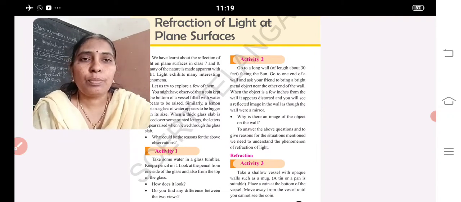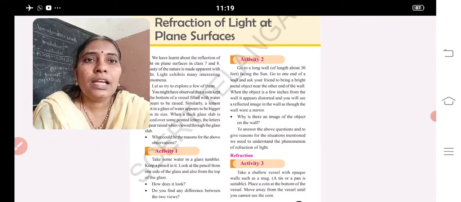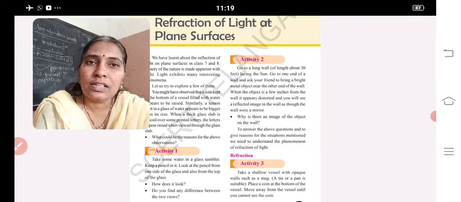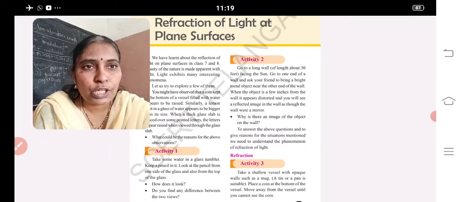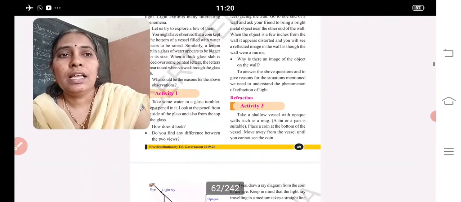Refraction of light at a plane surface. What is refraction? Bending of a light ray when it enters from one medium to another medium. Why does it bend? Due to change in velocity. Due to a change in velocity, when a light ray enters from one medium to another medium, it slightly bends its path. That phenomenon is known as refraction.